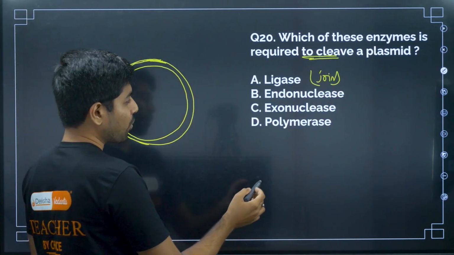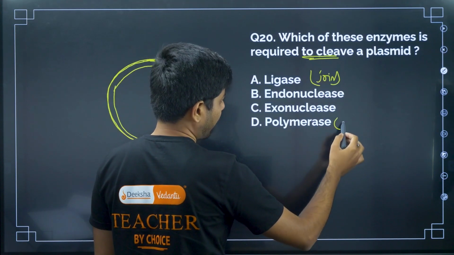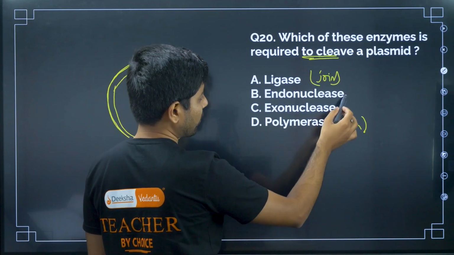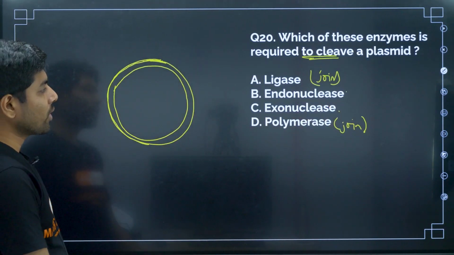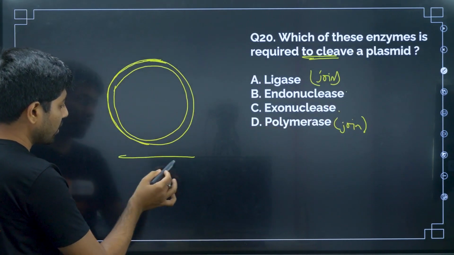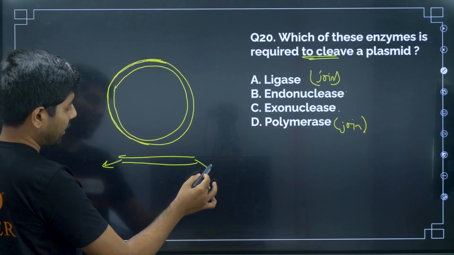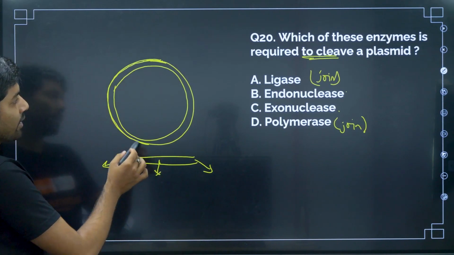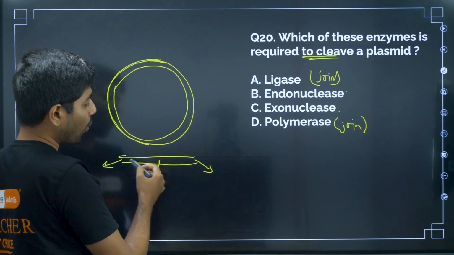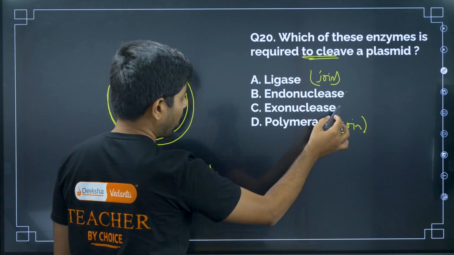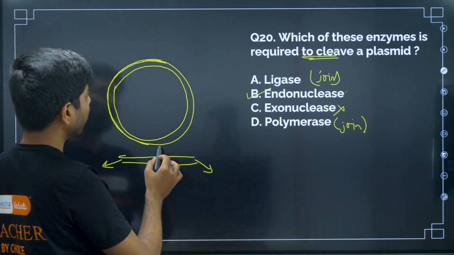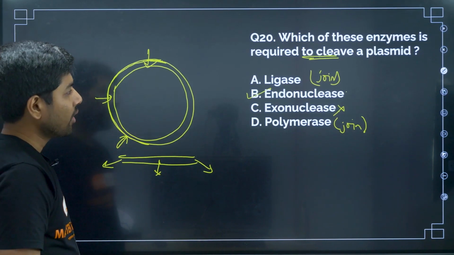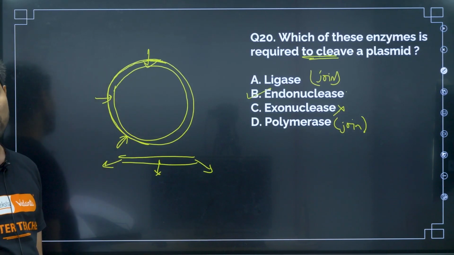Cleave, who will do cleave? Polymerase is also like polymerization, right? Again, this is also joining, polymerization. Endonuclease, exonuclease are the ones which will cleave. Now, what is the meaning of exonuclease? Exo meaning if this is the DNA, this is exo, right? It will cleave here, right? Endonuclease will cleave here in between. Now, a circular DNA will not have open ends, right? Therefore, exo cannot be the answer, right? Therefore, the answer is endonuclease. It can cleave here, here, anywhere. It's a very nice question.